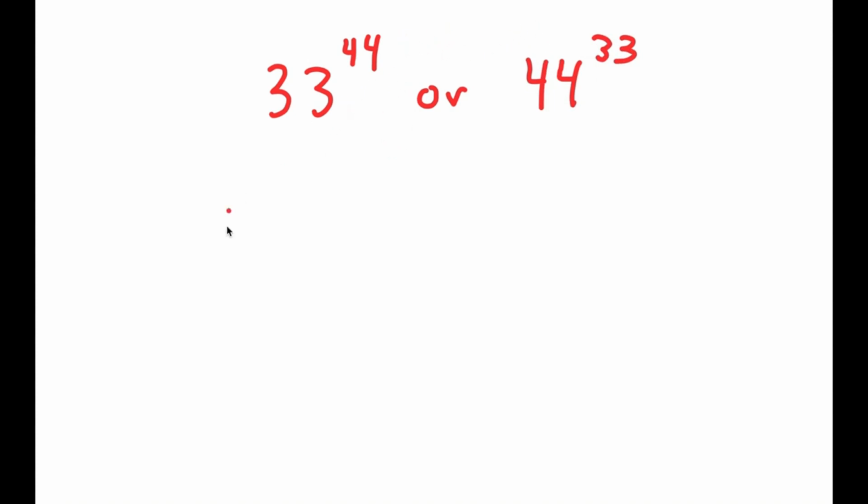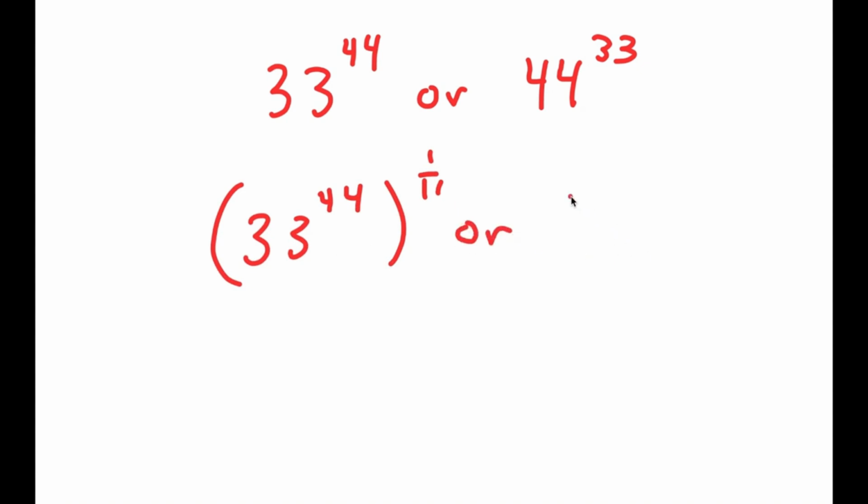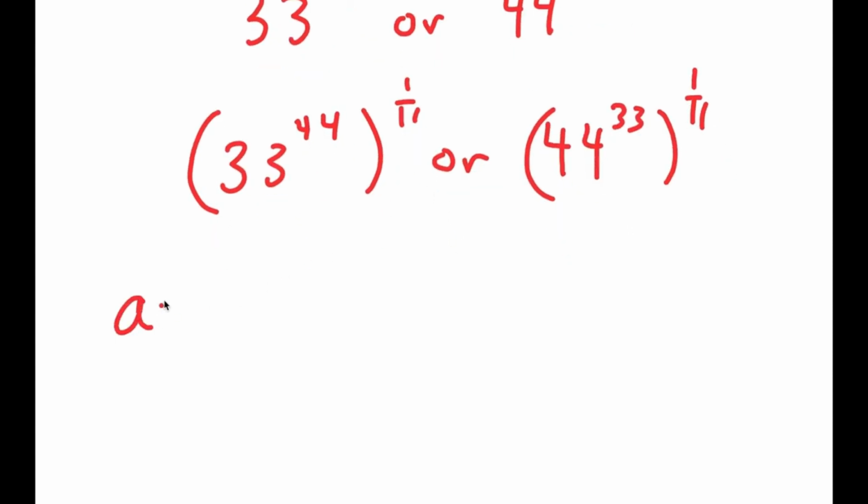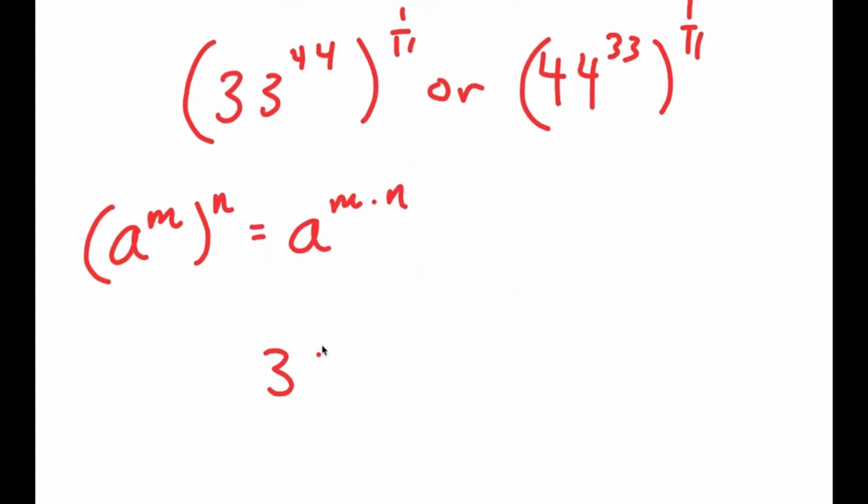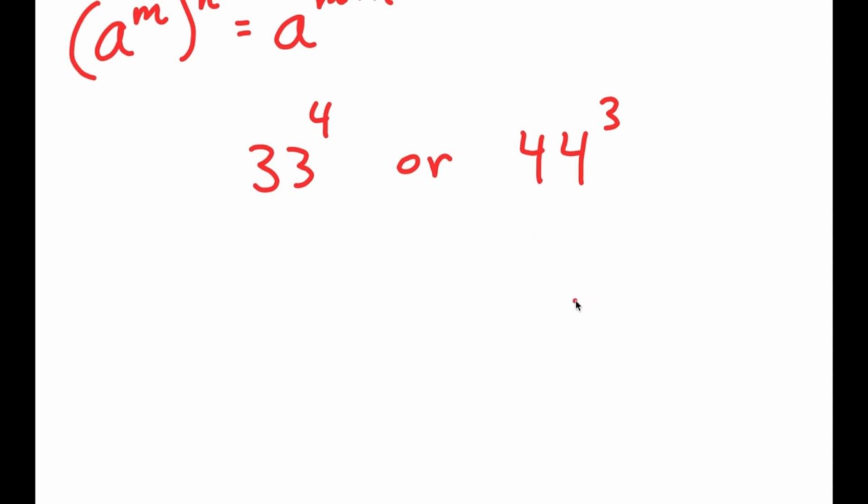So what I'm first going to do is take the power of 1 over 11 on both sides. And the reason I'm doing this is so I can use the property a to the power of m to the power of n is equal to a to the power of m times n. So this turns into 33 to the power of 44 over 11, which is equal to 33 to the power of 4. And I also have 44 to the power of 33 over 11, which is equal to 44 to the power of 3.